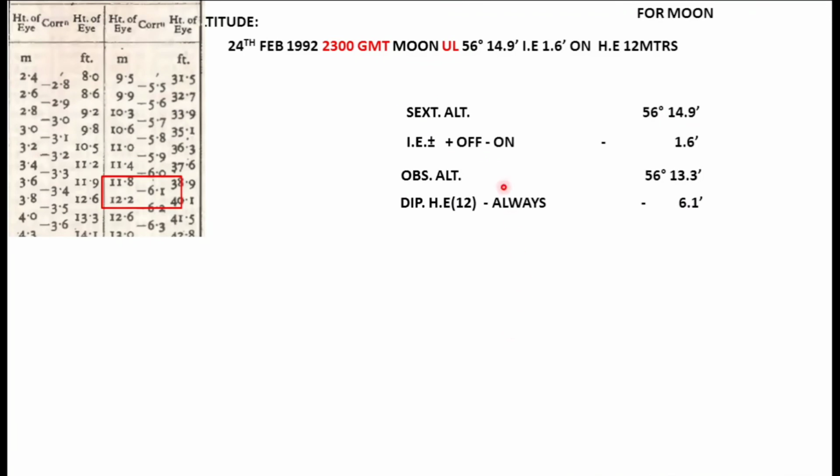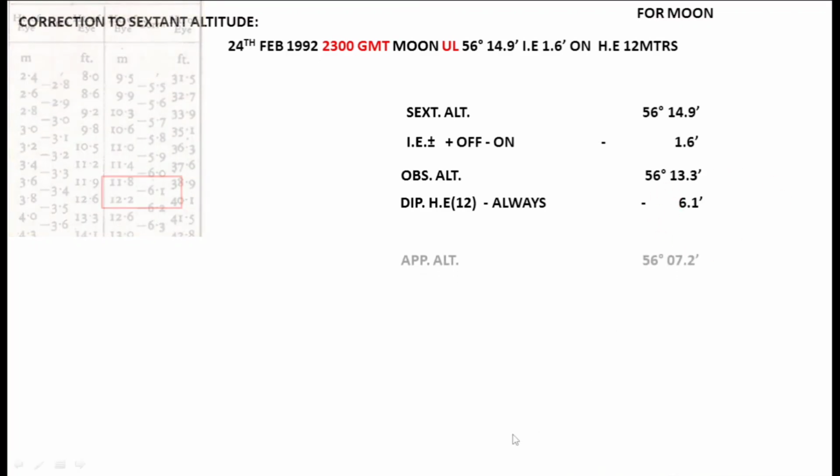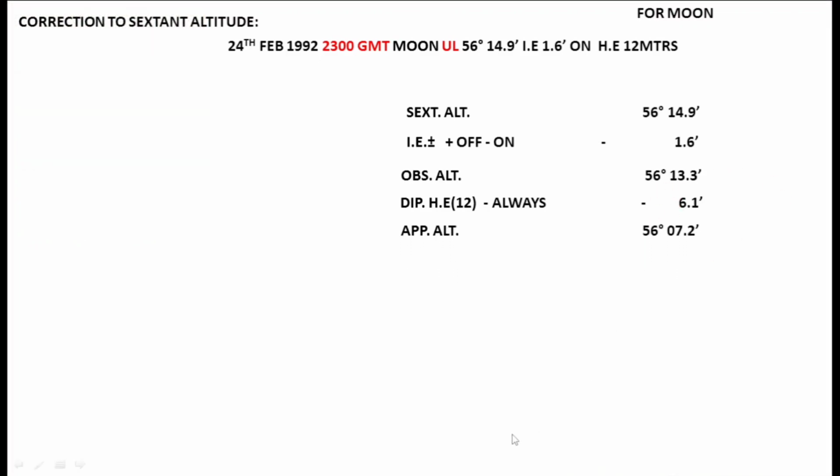The next correction is the height of eye correction, and as I said, it's always minus. We have these tables in your almanacs, and you'll find it even in your nautical tables, your Norie's and others. Here you get your height of eye correction. My height of eye was 12, so 12 is here, between 11.8 and 12. So my correction is minus 6.1, and then I've got the apparent altitude.